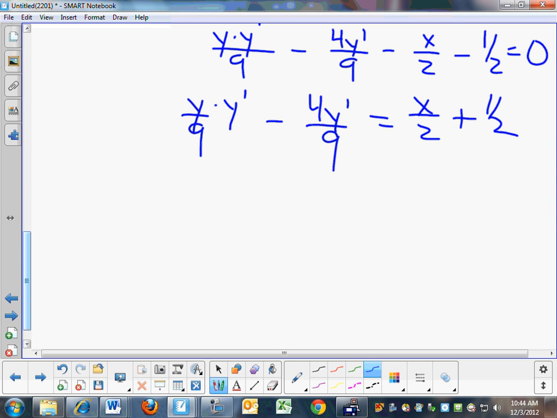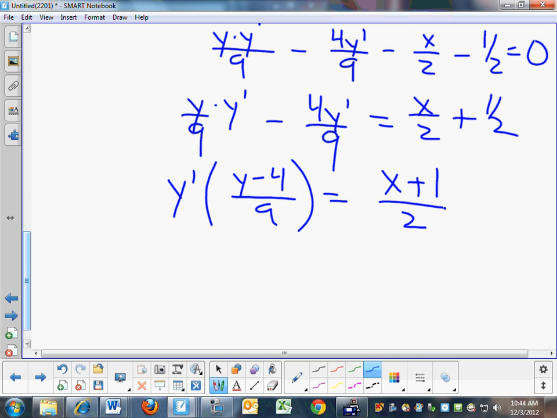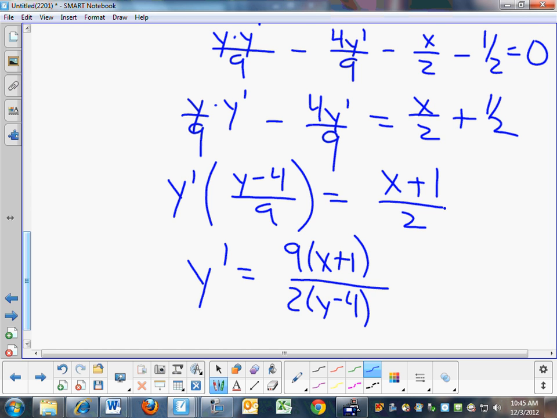Now I need to factor out a y prime. And you'll end up with y prime times, looks like I have y minus 4 over 9, right? Equals, we'll take Jalen's advice, we'll go x plus 1 over 2. I want to get rid of it, so I'll multiply by the reciprocal. So I'll get y prime is equal to 9 times x plus 1 on top and 2 times y minus 4 on bottom.